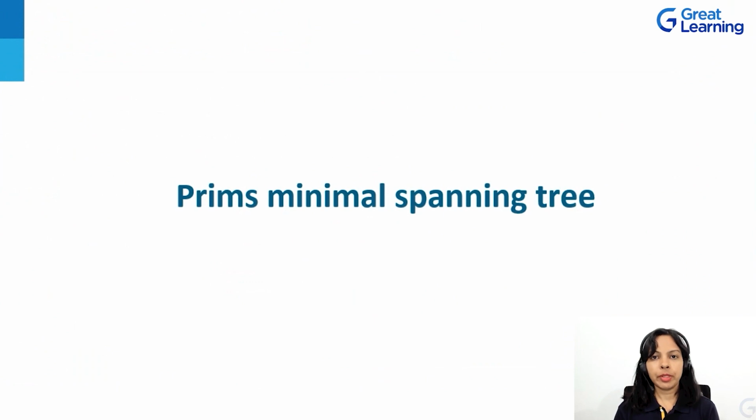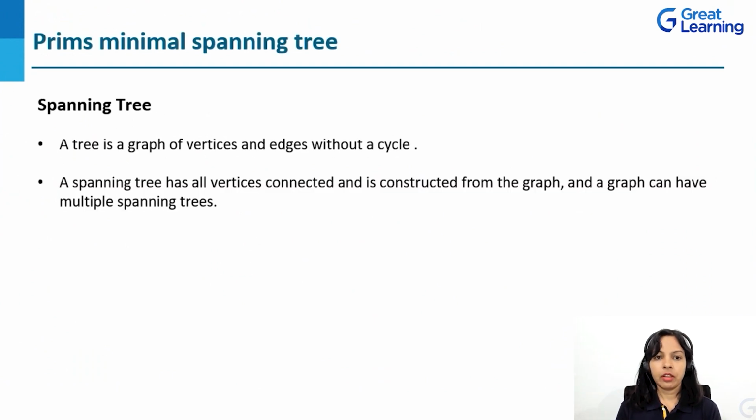Now let's talk about Prim's minimal spanning tree. Before talking about Prim's minimal spanning tree, what is a tree? A tree is a collection of vertices and edges which does not have any cycle in it. Cycle means if you start from a given vertex and follow the alternate sequence of vertices and edges, you should not reach back to the same vertex from where you started. That is called a cycle. So if a cycle doesn't exist in the collection of alternately arranged vertices and edges, then it is called a tree. Now what is a spanning tree?